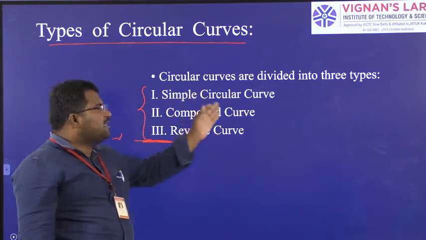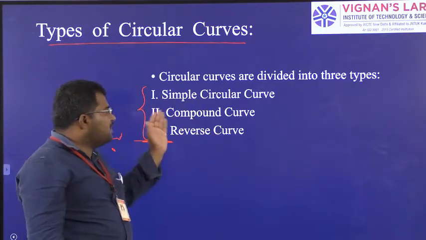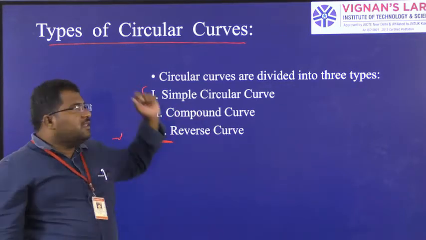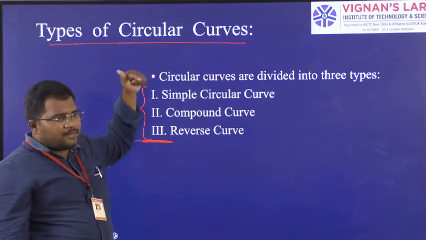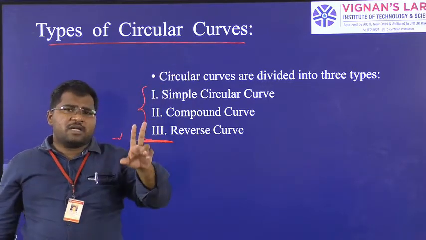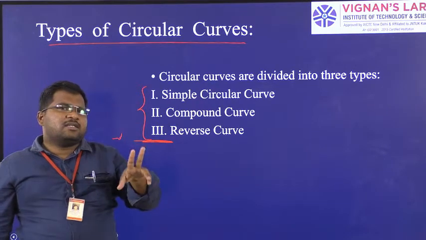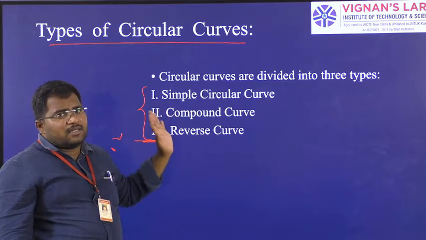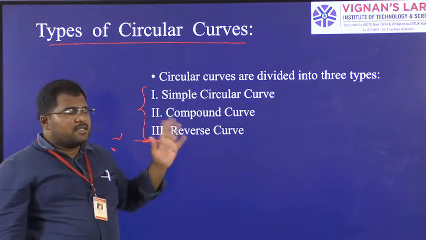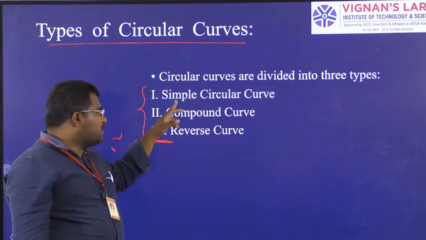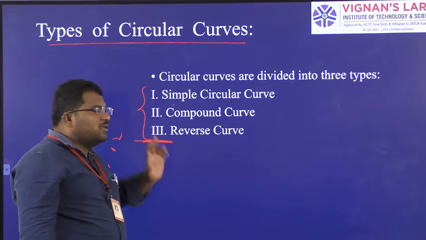The first is the simple curve, the second is the compound curve, and the third is the reverse curve. So finally, in the case of horizontal curves, we have two types: one is circular and one is non-circular, but we are going to see only the types of circular curves here. Nothing else is there in your syllabus. Circular curves are again divided into three: simple circular curves, compound curves, and reverse curves.